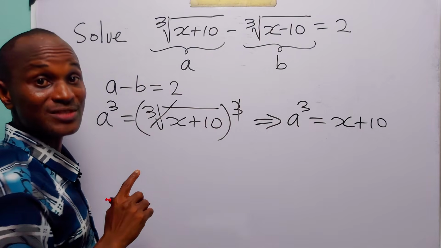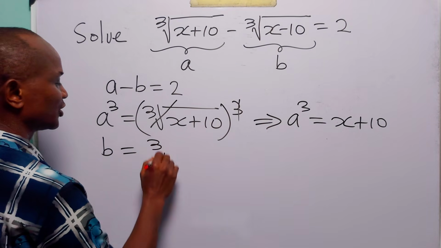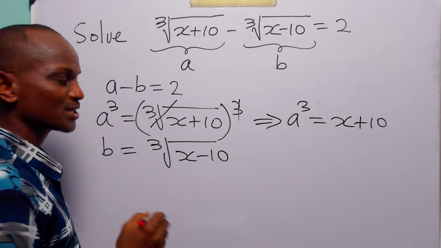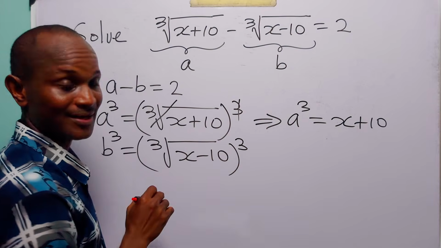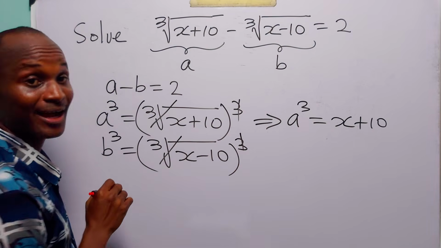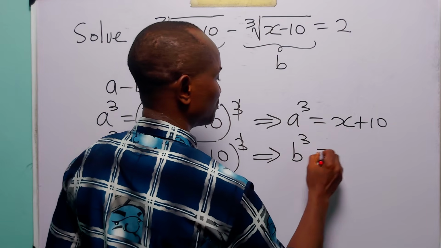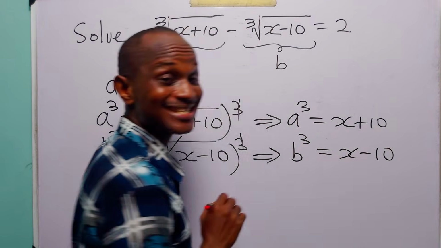When we do the same thing to the second substitution, we have that b is equal to the cube root of x minus 10. Once more, if we raise both sides of this equation to power 3, then this is going to take care of that. And we have that b cubed is equal to x minus 10.